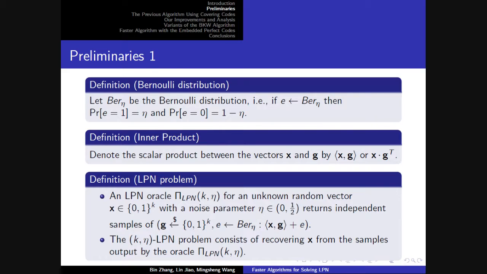Based on these two definitions, we have the definition of the LPN problem. An LPN oracle for an unknown random vector x of k-bit length with a noise parameter eta in this interval returns independent samples of this form, a noisy observation of the inner product. And the (k, eta) LPN problem consists of recovering x from the samples output by the oracle.